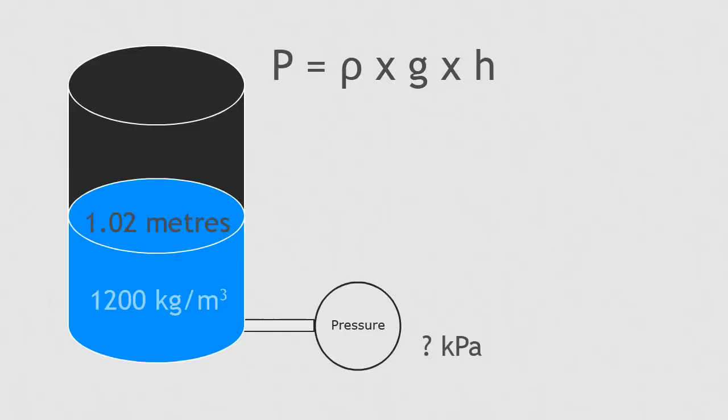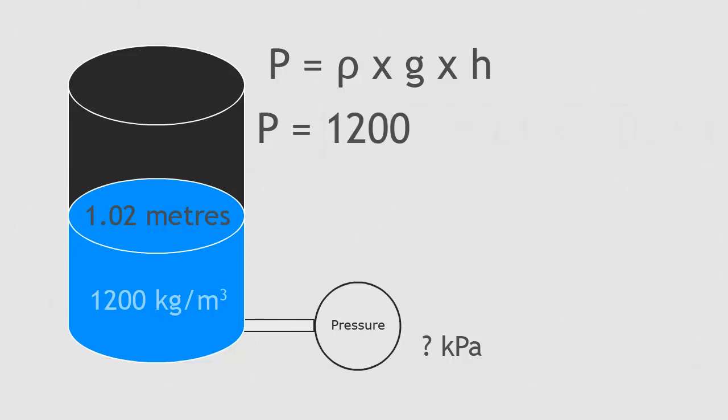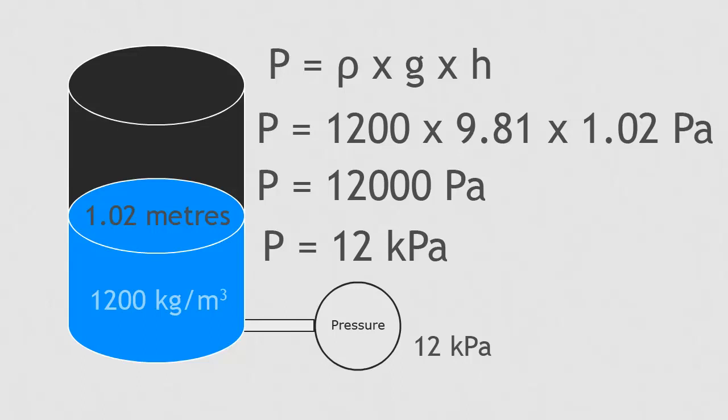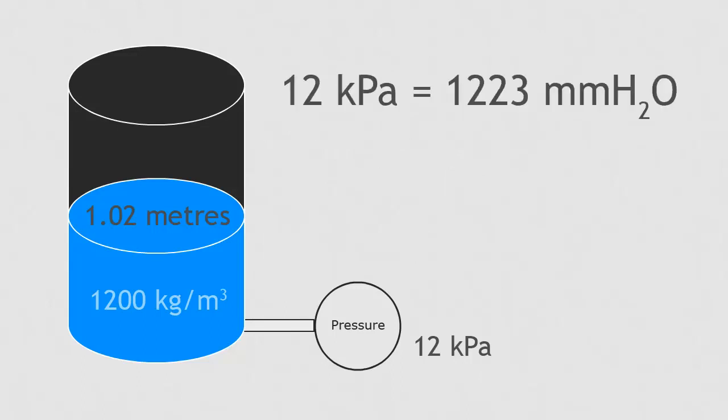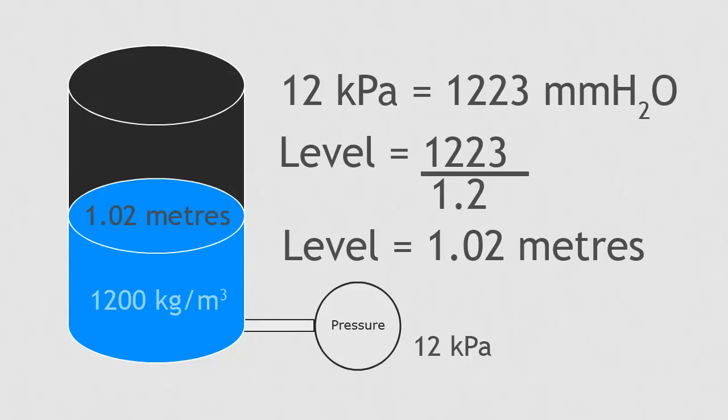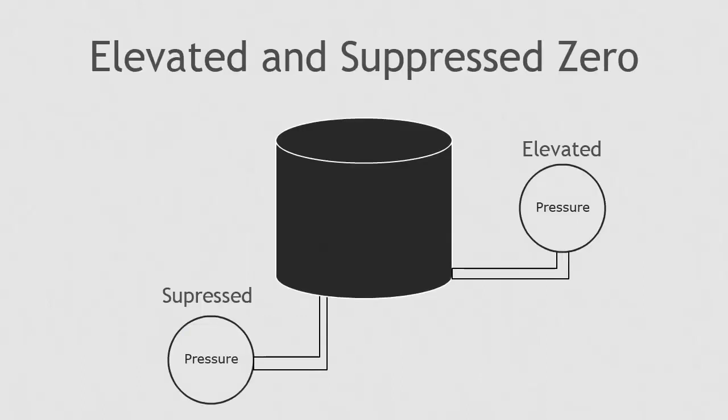Multiply the density by the gravity and multiply by height. The pressure is 1,200 times 9.81 times 1.02 pascals. The result is 12,000 pascals, or 12 kilopascals. To give you an accurate level measurement, the pressure reading needs to be divided by density, elevated and suppressed 0.